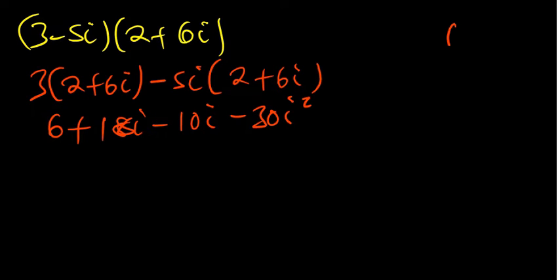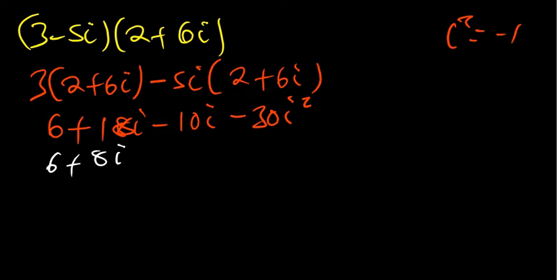Remember we said i squared is equal to negative 1. So where we see i squared, we need to simplify this. Where we see i squared, we can replace it with what? Negative 1. So this is going to be 6 plus 18 minus 10 is going to give us 8i.